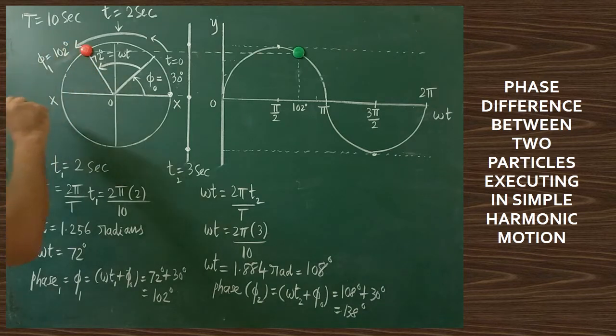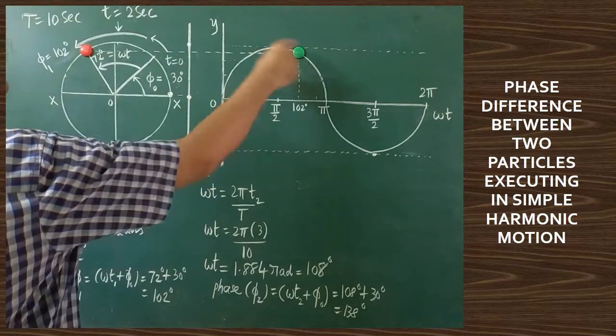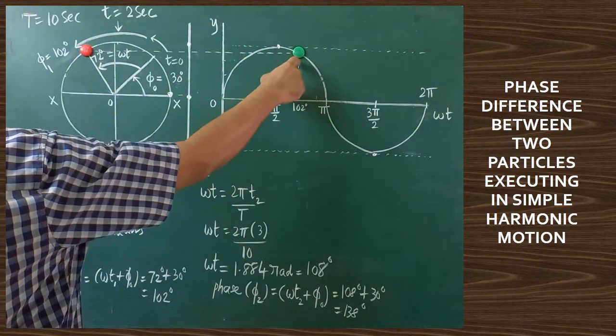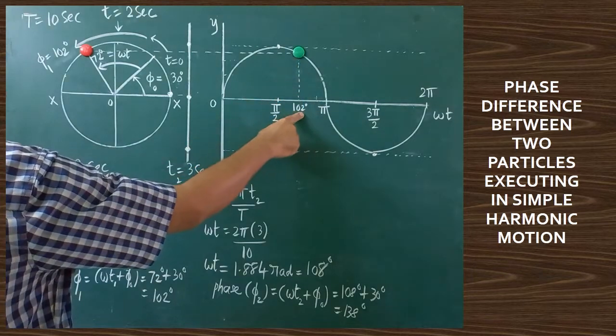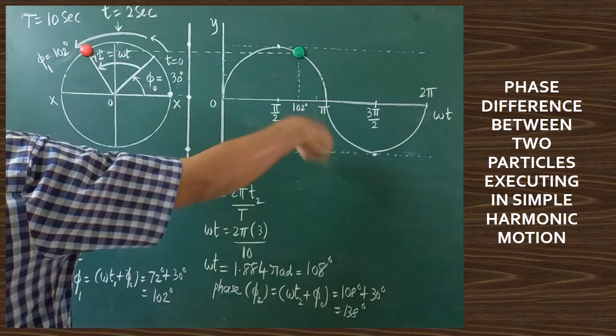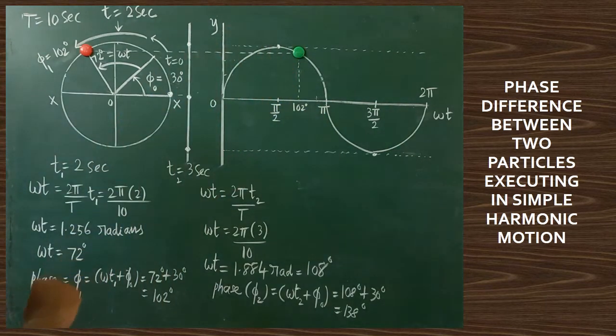Now, right from here, extend the line to the graph. This position can be represented here. If it is extended in the downward direction, there you will get 102 degree. So in the graphical representation also, we are able to find out the phase of the particle. But what we have to learn now is the phase difference.